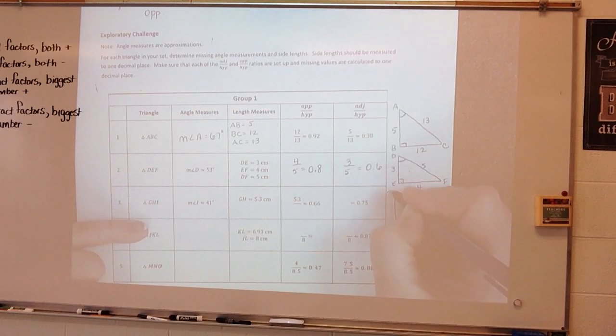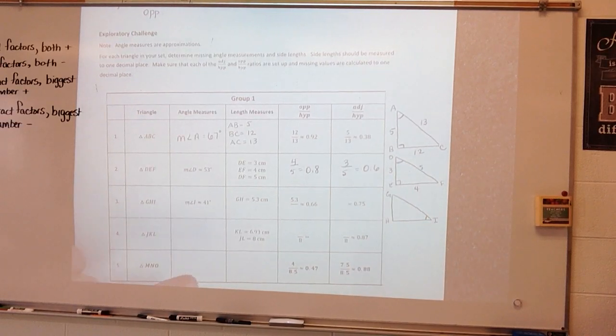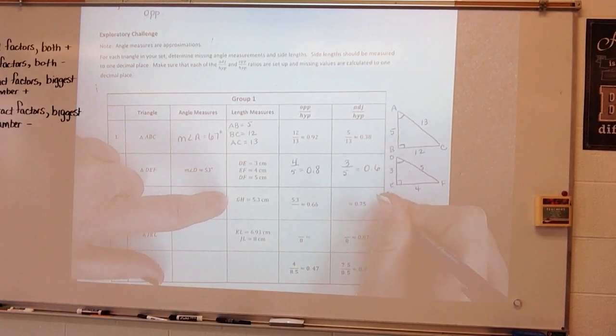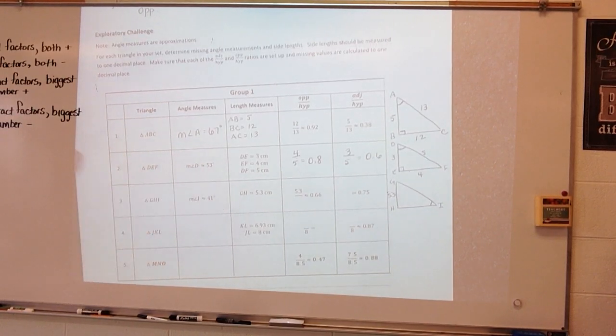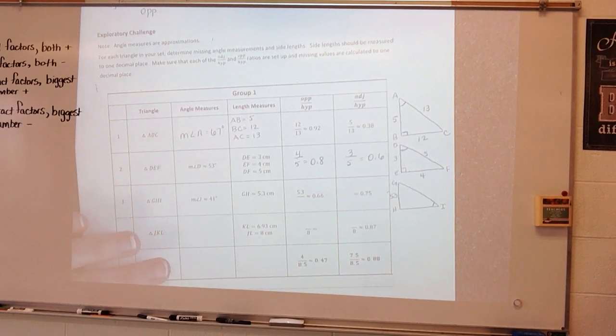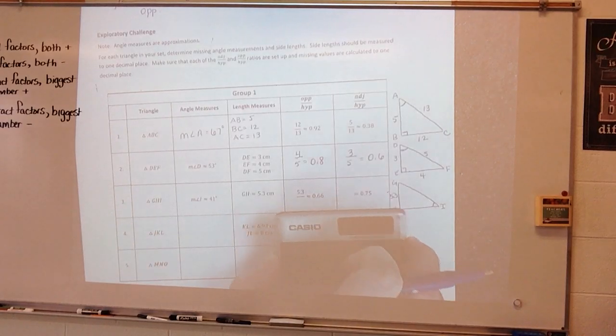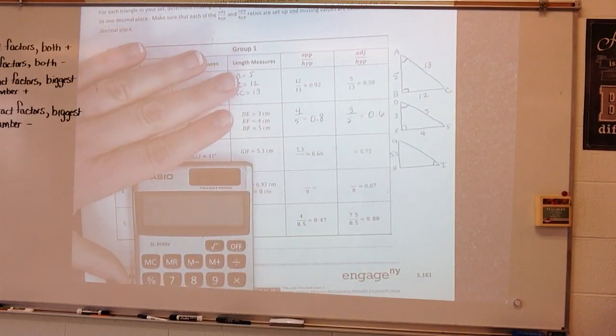So I've got triangle GHI. We're looking at it in reference to angle I. It says GH is 5.3. Alright. So here it tells me that my opposite divided by my hypotenuse is equal to 0.66.